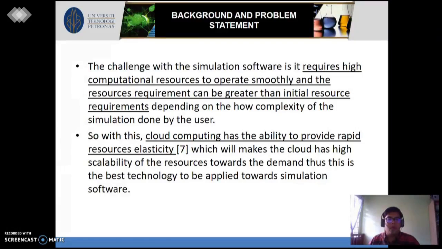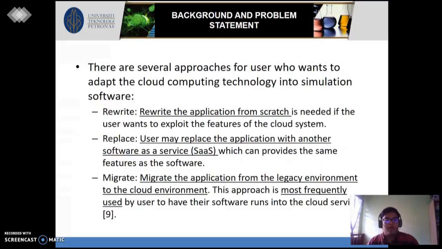Based on my topic, the challenge with simulation software is that it requires high computational resources to operate smoothly, and the resource requirement can be greater than the initial resource requirements, depending on how complex the system is. With this, cloud computing has the ability to provide rapid resource elasticity, which gives the cloud high scalability of resources toward the demand. This shows that it is the best technology to be applied to simulation software.